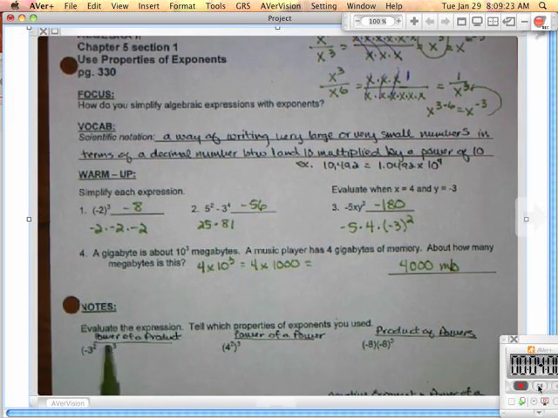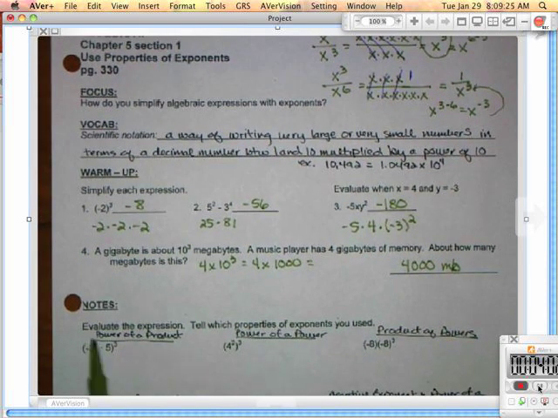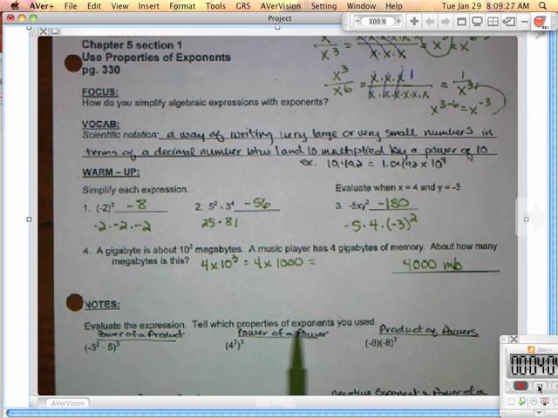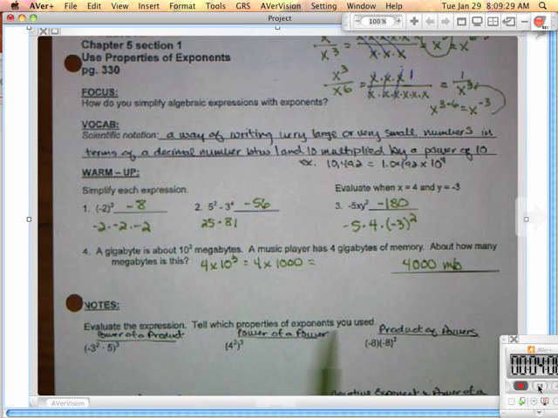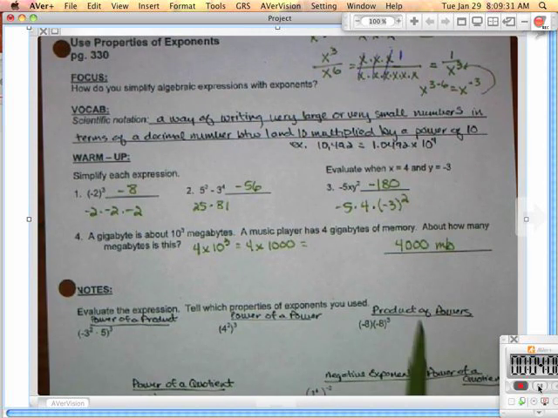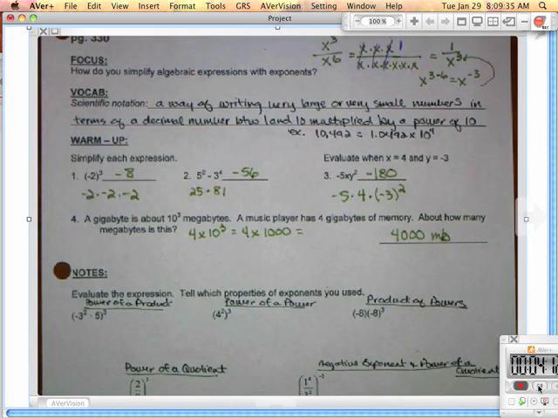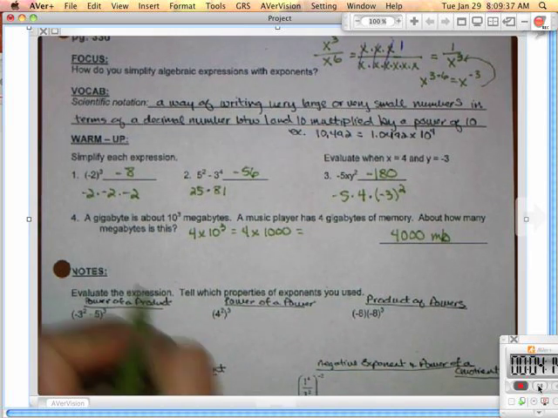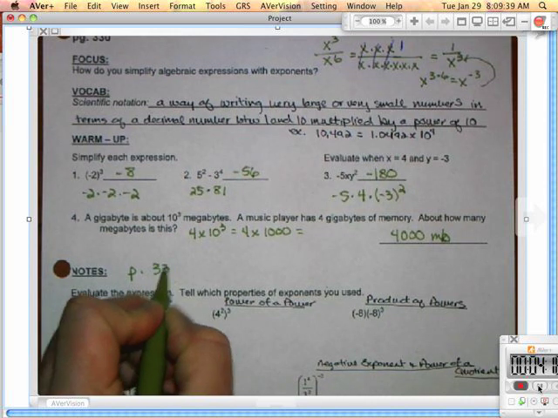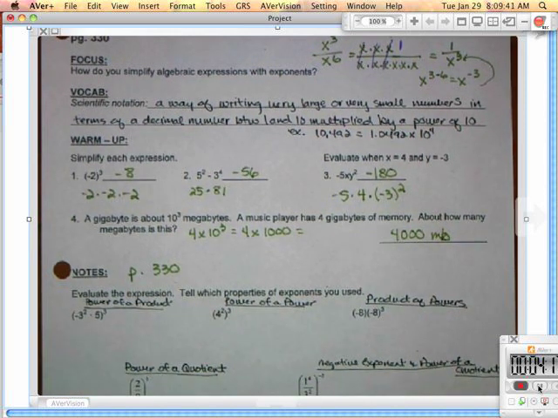All right, let's go down here and look at what we're going to do here. We're going to do a lot with powers. Evaluate the expression, tell which properties of exponents you used. Well, I went ahead and wrote the properties out here, and I'm going to explain more about them in a second, but if you need the general form, you can go ahead and look at page 330 in your book, right here.